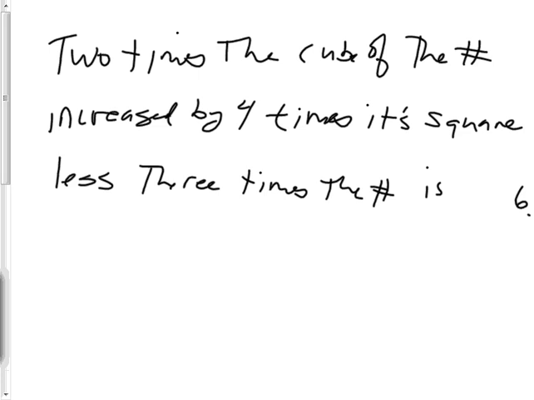Don't write the words. Just write the variable, like 2x cubed or 2n cubed. Or x is fine. And then increased by 4 times its square. Increased by. Keep going like that. See if you get the right equation. I want to see how many of you get the whole equation right. So that's half the problem, just translating it from words into an equation.